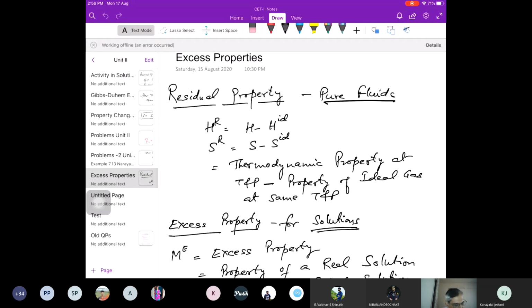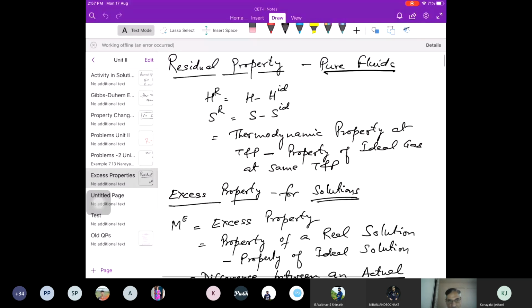तो रेसिडुअल प्रॉपर्टीज आपने देखा थर्मो 1 में. Have you seen रेसिडुअल प्रॉपर्टीज इन थर्मो 1? नहीं हुआ था. Okay, so residual property is defined for pure fluids, which should be part of thermo 1. इसलिए मैंने थोड़ा यहाँ कवर किया है so that you understand the concept. And H superscript R, residual enthalpy, is equal to H minus H ideal, where H is the enthalpy of the real fluid, pure fluid. So we are talking about pure fluid.